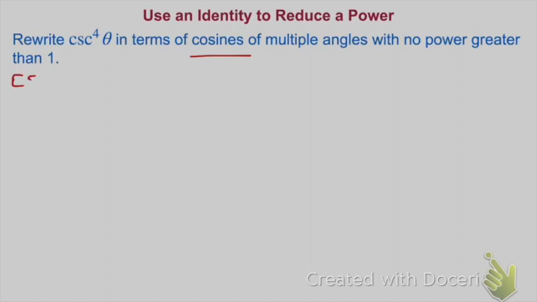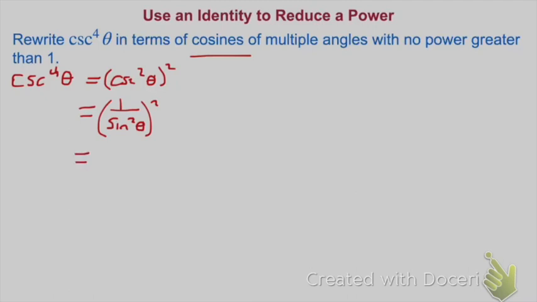So like I said, this is going to be a little bit involved. This is the same as cosecant squared theta, all squared. All right, and cosecant is the same as 1 over sine. So cosecant squared is the same as 1 over sine squared theta, all squared. Now we're going to start changing things into cosines because we want everything in cosines. So this is the same as using a Pythagorean identity, 1 minus cosine squared theta, all squared.